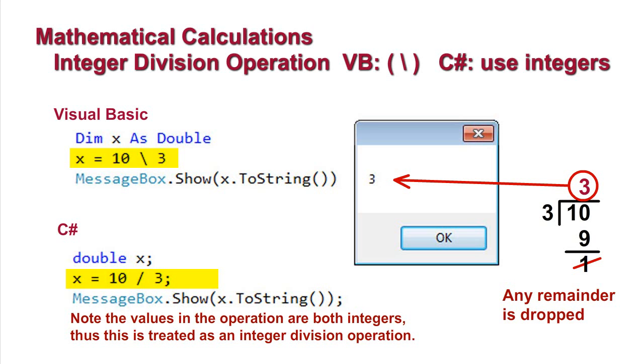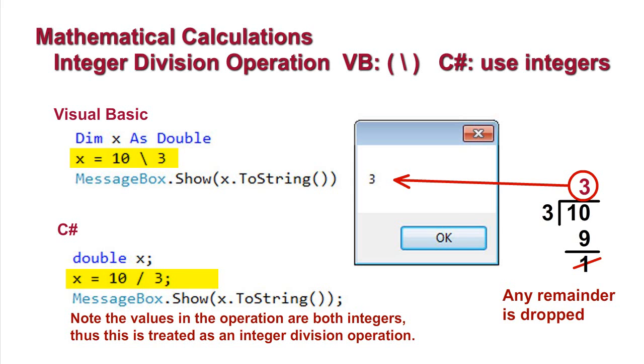Now on the C# side, it simply defaults to an integer division using the normal slash operator if both the dividend and the divisor are integer values. So you can see I don't have 10.0 or 3.0, I simply have 10 divided by 3, and in that case it's going to give me an integer division. So in C# it really depends on what's being divided and what it's being divided by. If either one of those has a decimal point, we will get a decimal point in our answer.